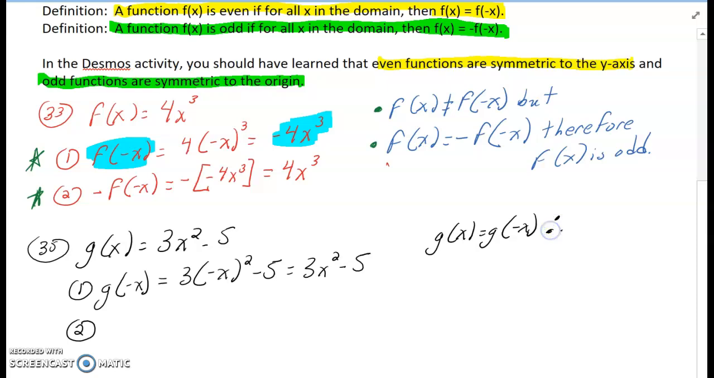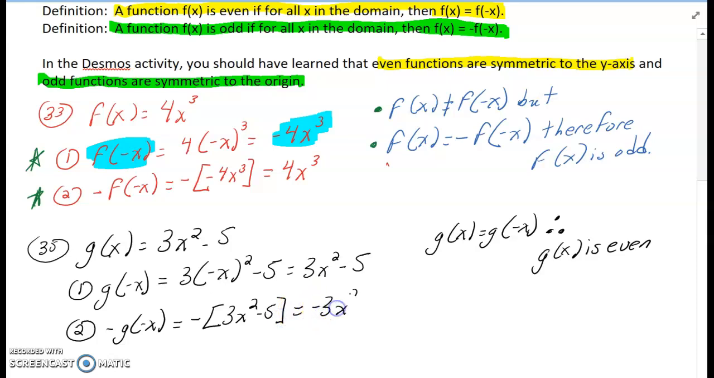Therefore, these three dots often mean therefore in math. So therefore, g of x is even. But I'm going to go through the odd just to show that it's not odd. So the opposite of g of negative x. So that's the opposite of 3x squared minus 5. And when we distribute, we get negative 3x squared plus 5. And hopefully you can tell that g of x is not equal to the opposite of g of negative x. Therefore, g is not odd.